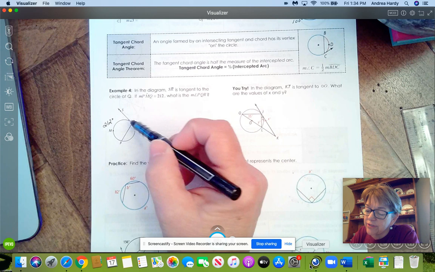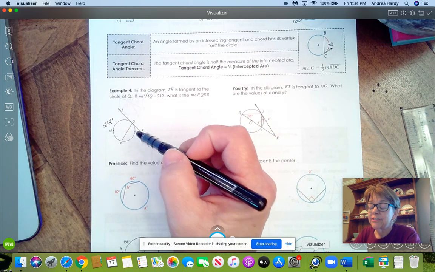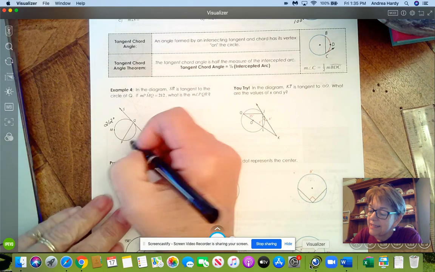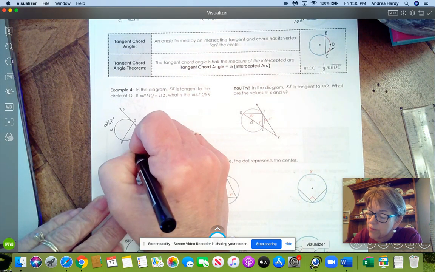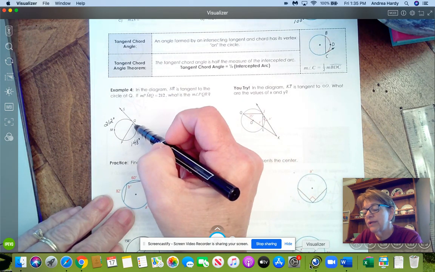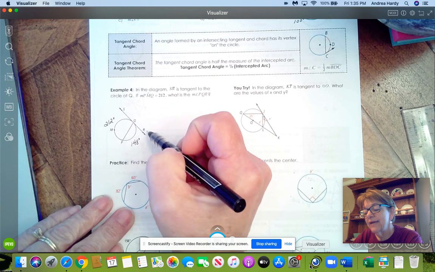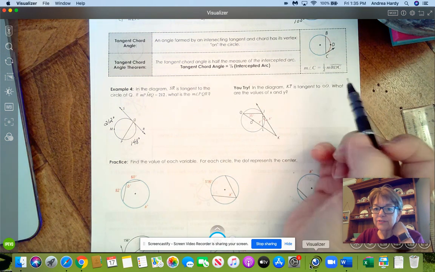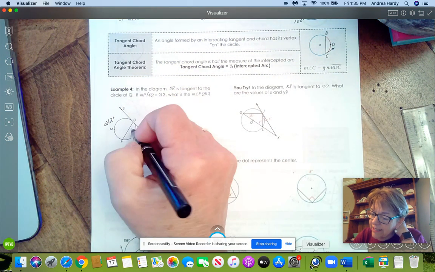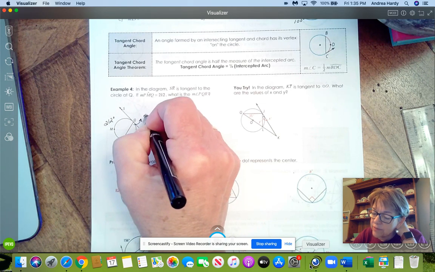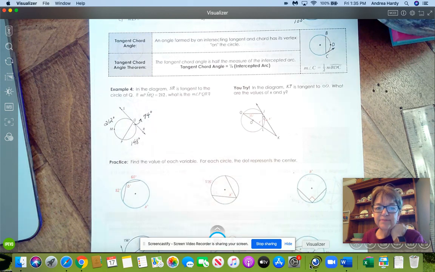Well, if this is 212 degrees, I know that the full circle has to be 360 degrees. So I'm just going to say 360 degrees minus the 212 degrees. This whole arc out here is going to be 148 degrees. And we know in our theorem that this angle back here is going to be 1/2 of this one right up here. So PQR, that angle right there, is going to be 74 degrees.